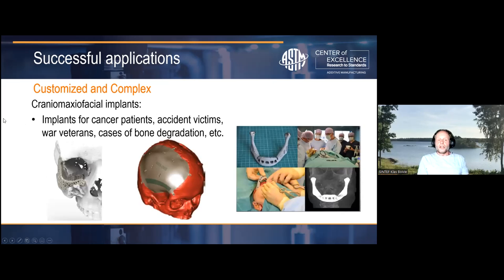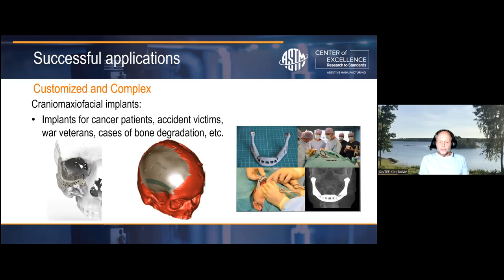Another area that was also quite early in using additive manufacturing was surgical implants for craniomaxillofacial surgery. Difficult to pronounce anyway. For example, someone had cancer, had an accident, war veterans, or just cases of bone degradation. The model of the red skull in the middle is an example from a young lady in Italy who had been in a car accident, I think. And the pieces of her skull had to be removed and they would not grow back.